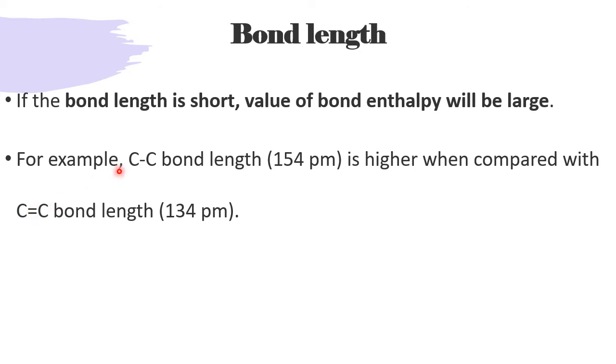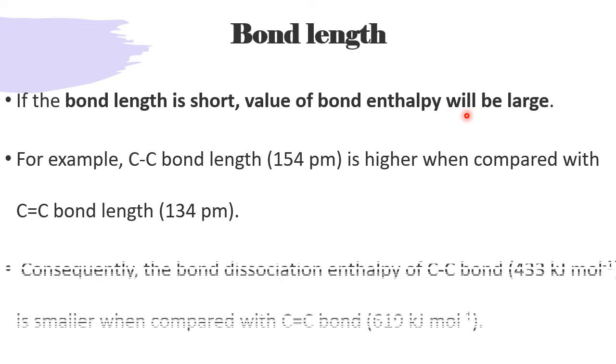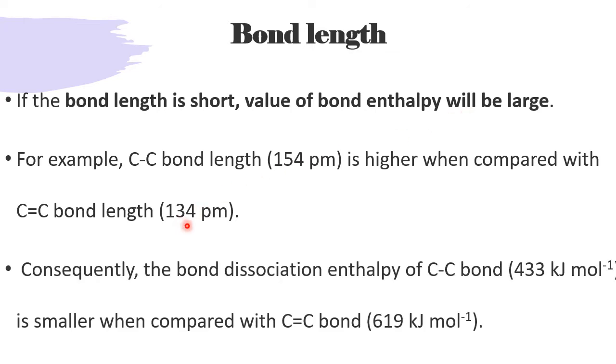So when bond length is short, bond enthalpy is more. Consequently, the bond dissociation enthalpy of the C-C bond is smaller compared to the C=C bond.